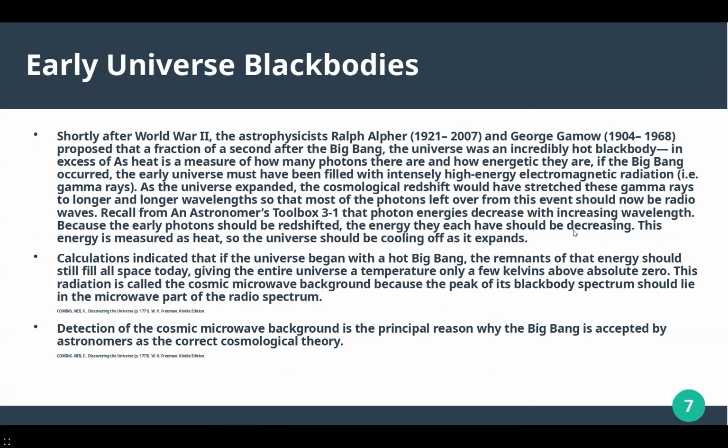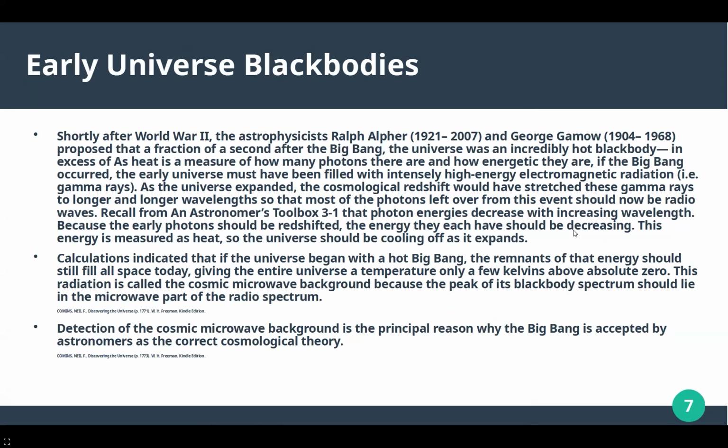Shortly after World War II, the astrophysicists Ralph Alpher and George Gamow proposed that a fraction of a second after the Big Bang, the universe was an incredibly hot black body, as heat is a measure of how many photons there are and how energetic they are. If the Big Bang occurred, the early universe must have been filled with intensely high energy electromagnetic radiation, i.e. gamma rays, which are high energy photons.